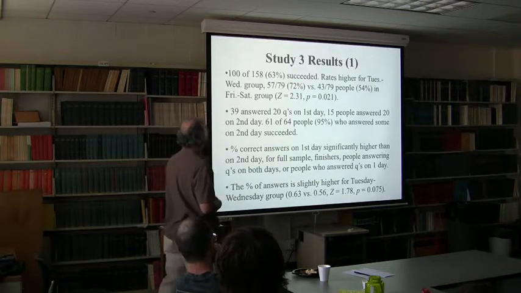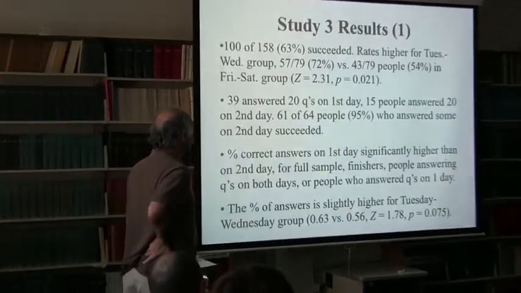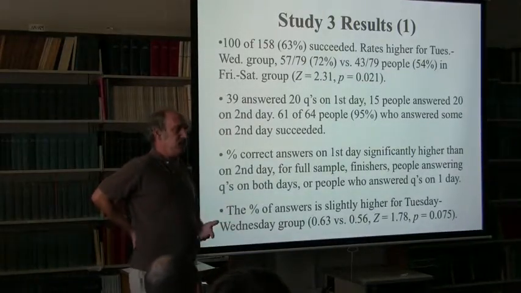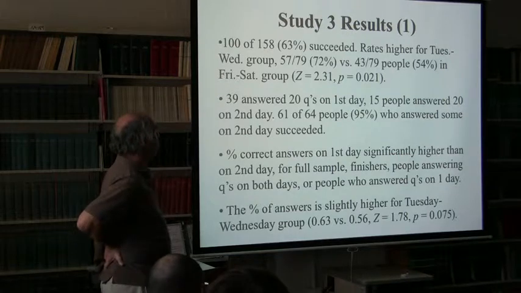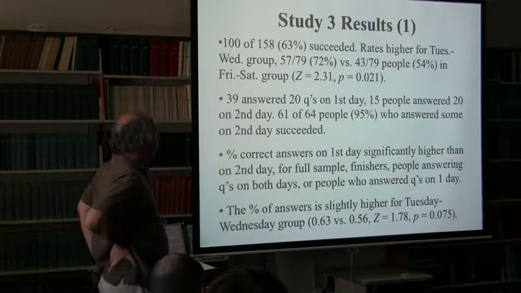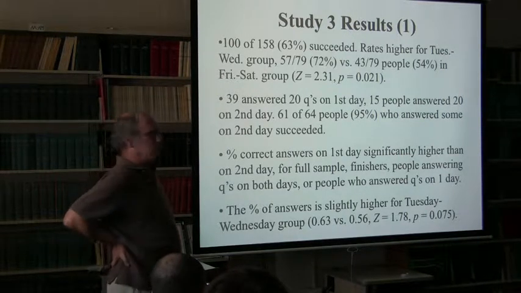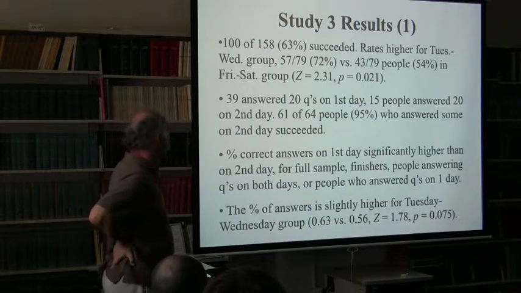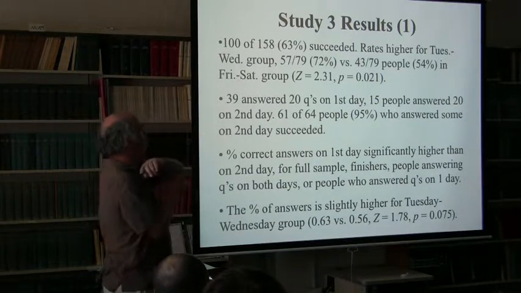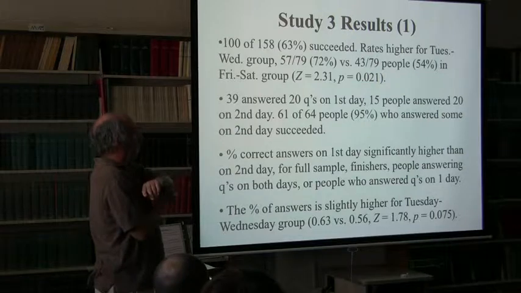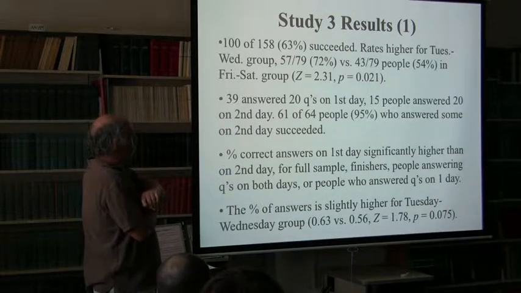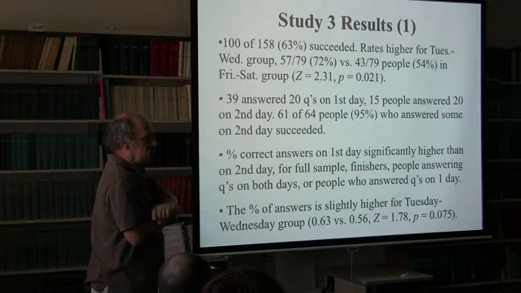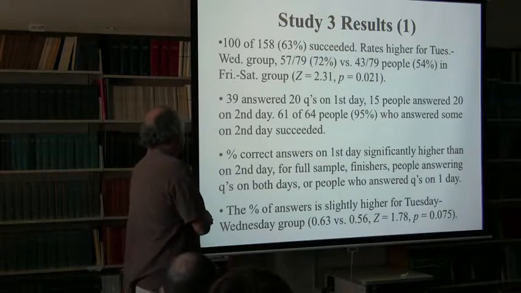Okay, so what were our results? Well, we got reasonable success rates, so this was calibrated better. 100 people out of 158 succeeded, and the Tuesday, Wednesday group did in fact do better than the Friday, Saturday group. 72% versus 54%, significant at the 2% level. And I think we could even claim a one-tailed test to make it significant at the 1% level.